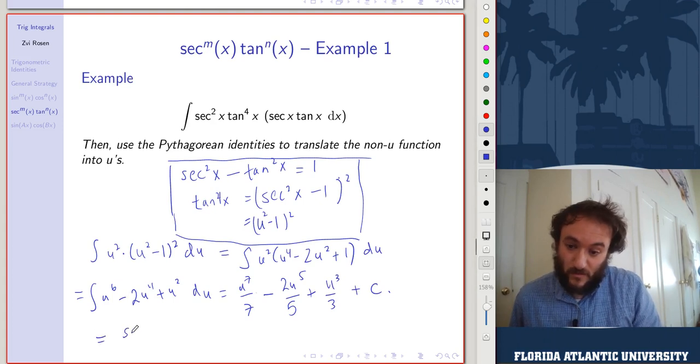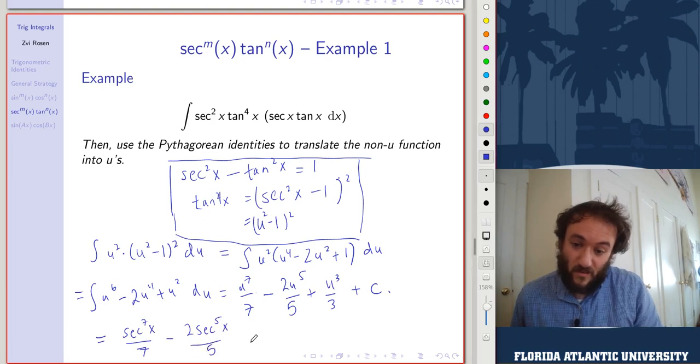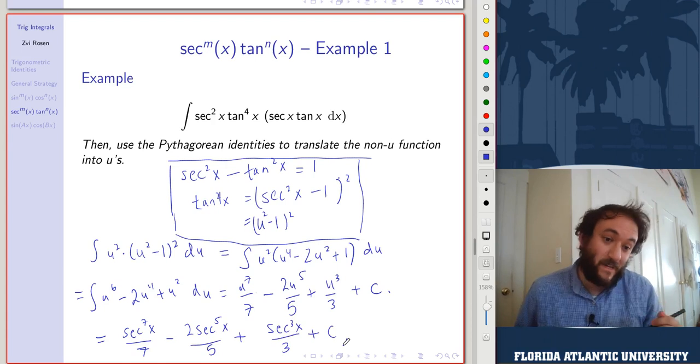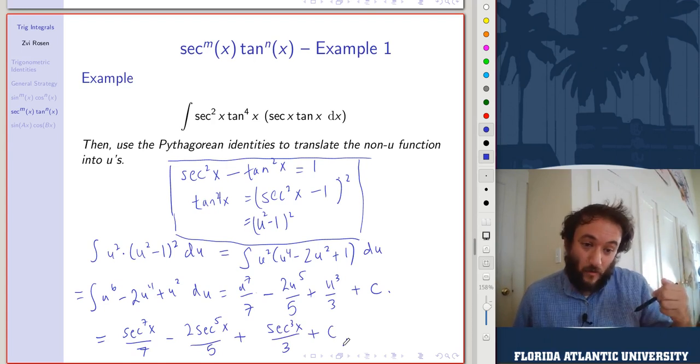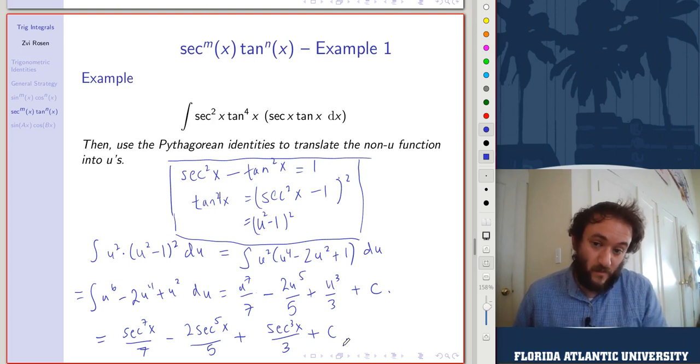So this is equal to secant to the seventh of x over 7 minus 2 secant to the fifth of x divided by 5 plus secant cubed of x divided by 3 plus c. Okay, again, same idea. Look for the u substitution that leaves you with an even power of the non-u. And then once you do that, apply the Pythagorean identities to turn everything into u's.